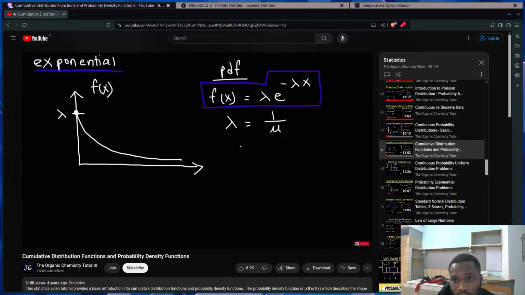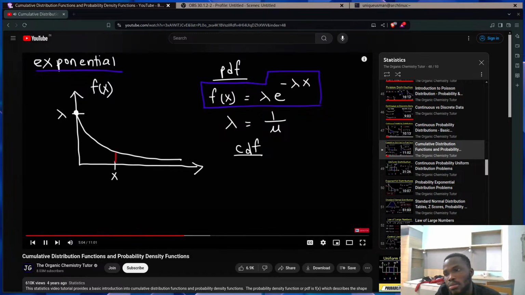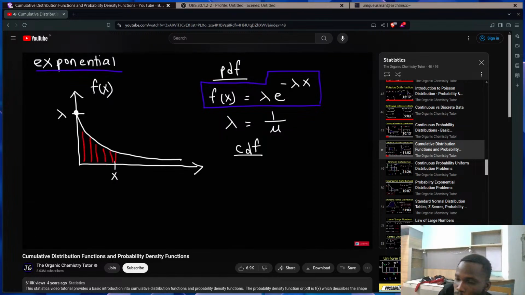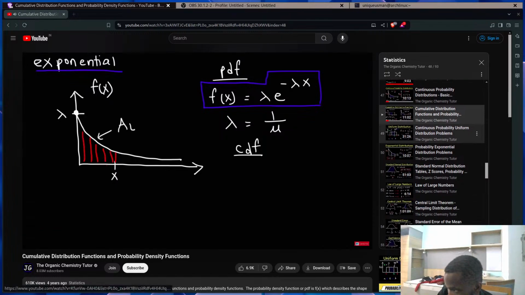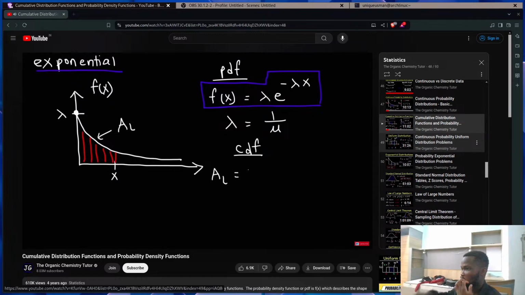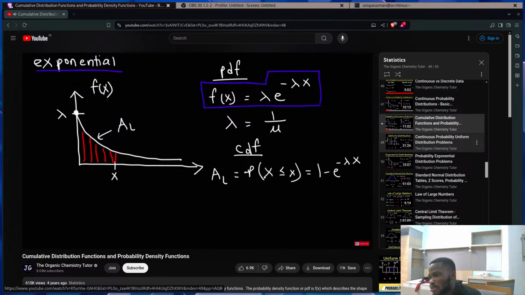Now the CDF gives us the area under the curve to the left of some value x. So let's say we wish to calculate the area to the left. That's going to be the probability that x is less than or equal to some value, and that's going to be equal to 1 minus e to the negative lambda times x. So that is the cumulative distribution function. It gives us the area under the curve to the left.